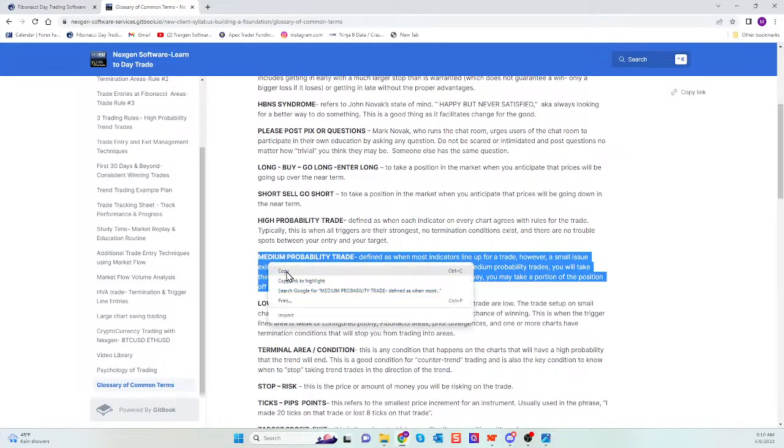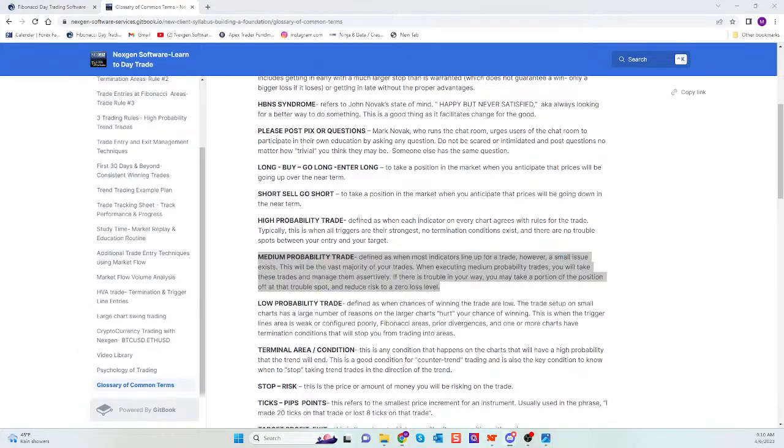Then you start recognizing medium probability trades. And these are when most of the indicators line up for a trade. However, a small issue exists. And guys, this really will be the vast majority of your trades. I took 3 trades today, and all of them were medium probability. And all of them had to be managed, because you have to manage assertively on medium probability trades.